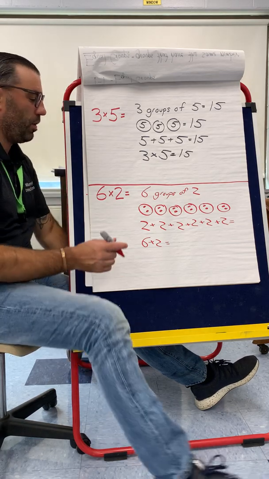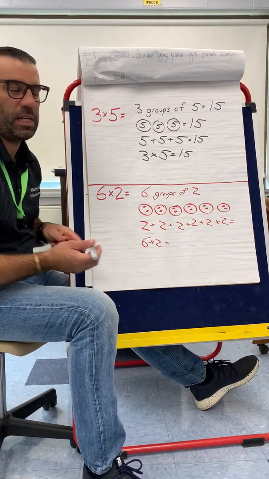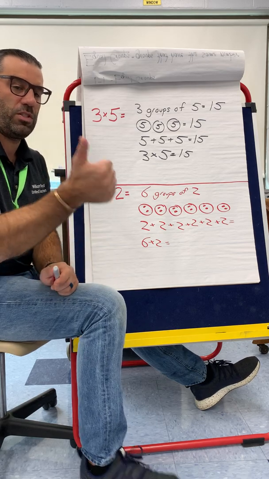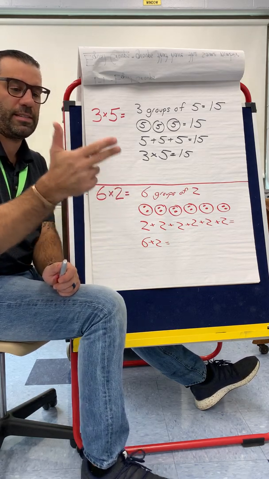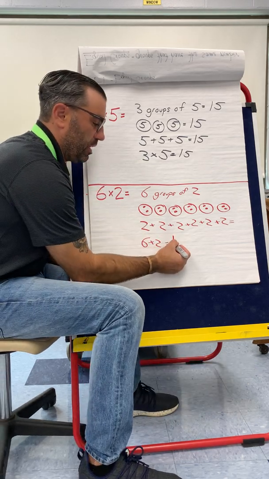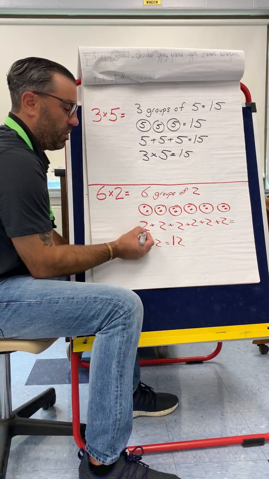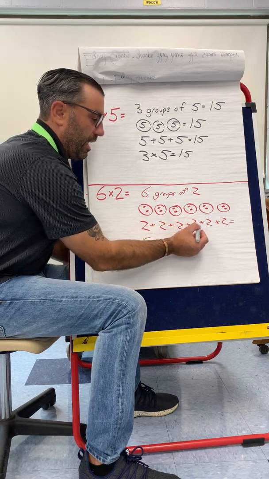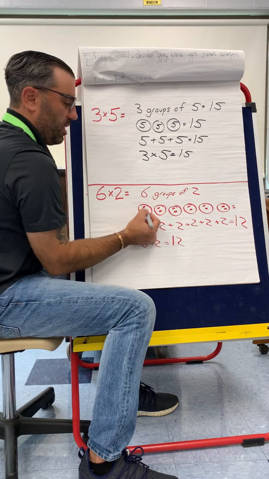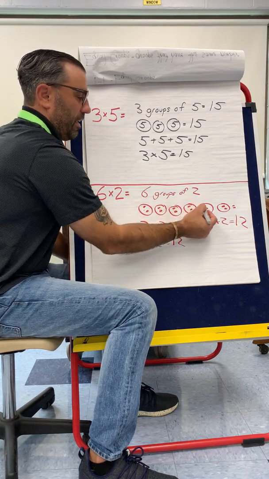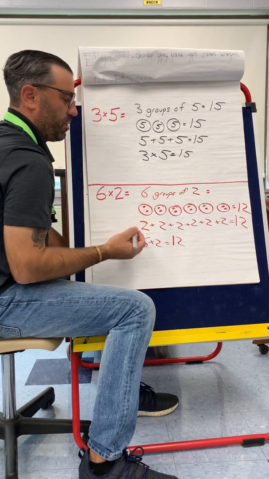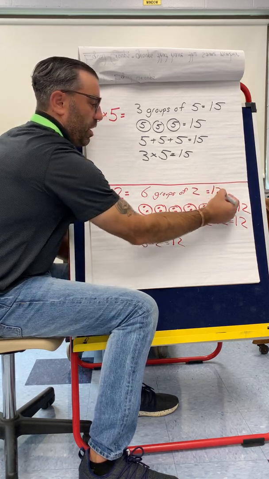Let's skip count by 2. So what is 6 twos? Let's count by 2's, 6 times. 2, 4, 6, 8, 10, 12. 6 times 2 is 12. 6 groups of 2 would also be 12.